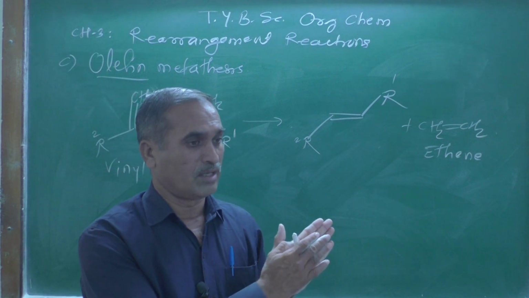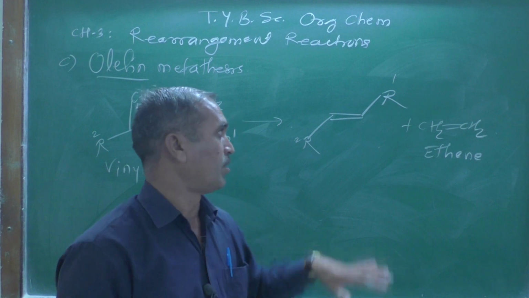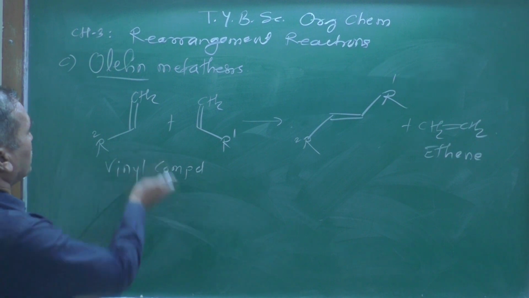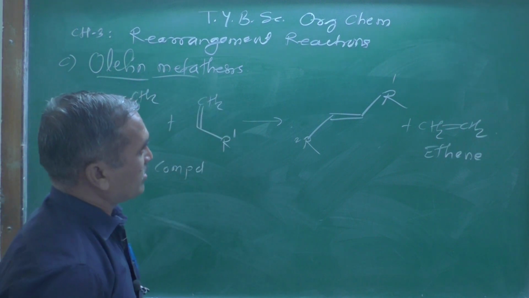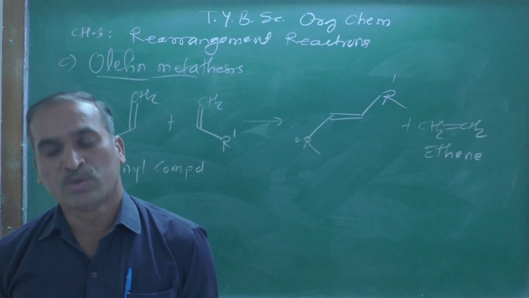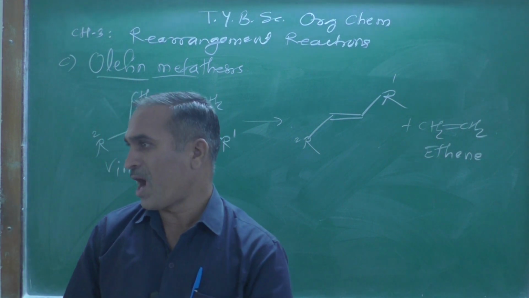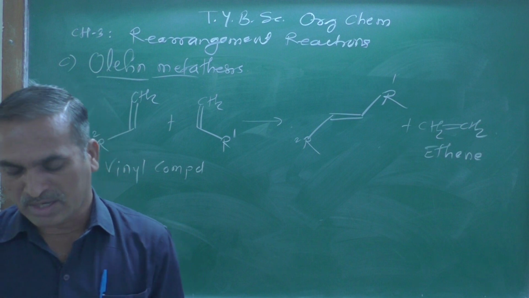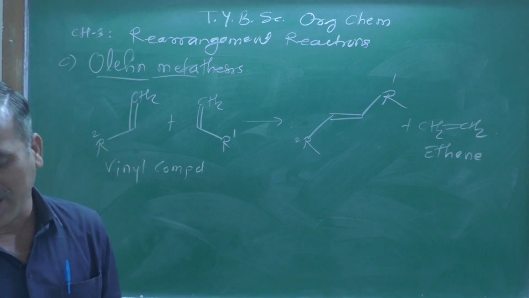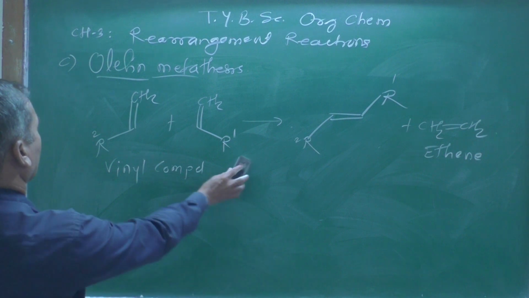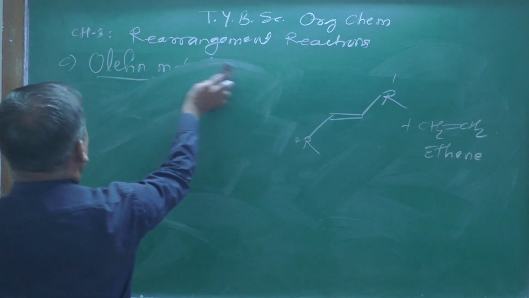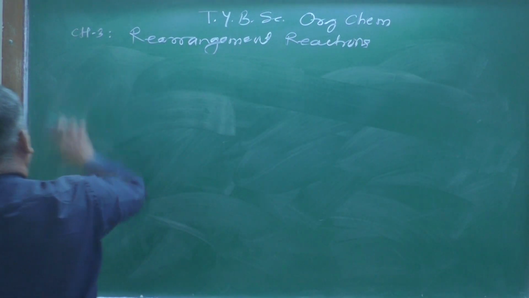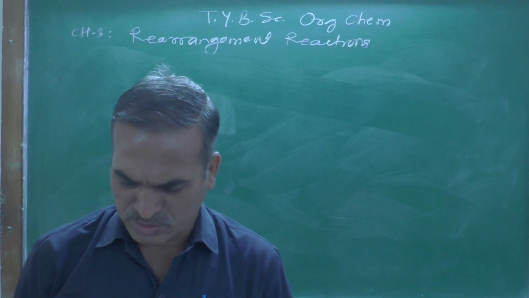Expulsion means what? Removal of that ethylene molecule, and this is how the carbon-carbon double bond is formed. So that type of reaction of an olefin is known as metathesis. So I think these are the three reactions we have generally talked about. Now let us look at the next one, the mechanism of some rearrangement reactions involving carbocation. That is the main point we are going to discuss here.